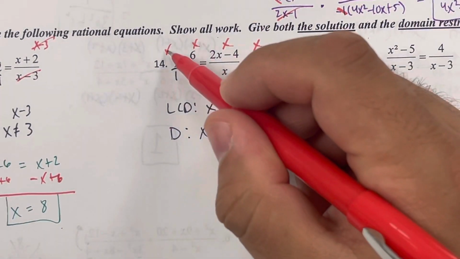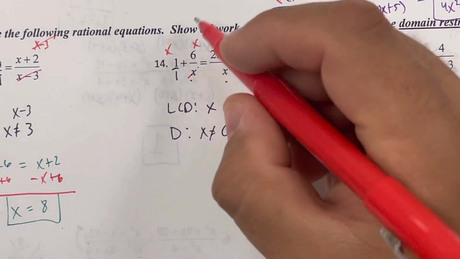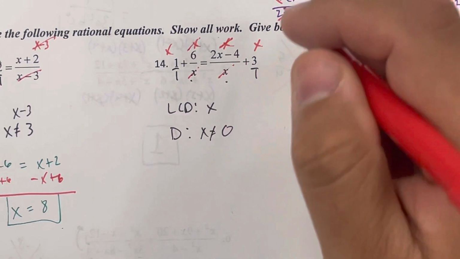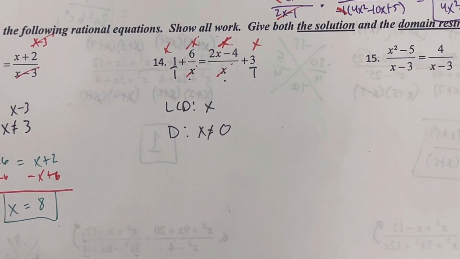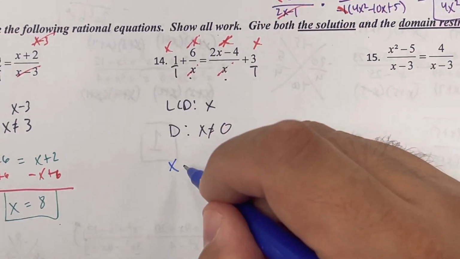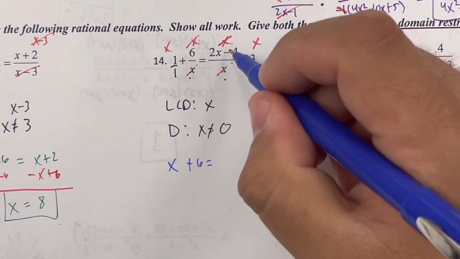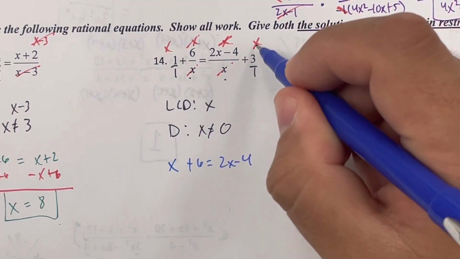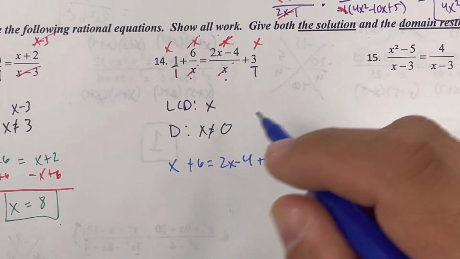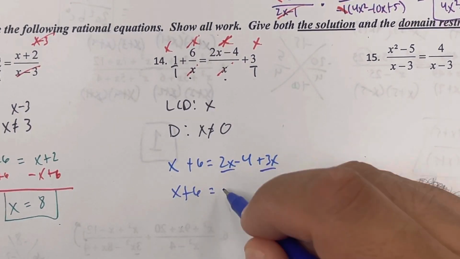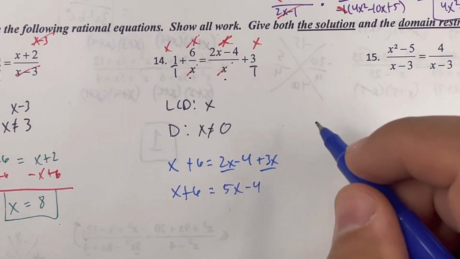So the first one, nothing cancels. The second one, the x's cancel. The third one, again, the x's cancel. And the fourth one, nothing cancels. So for this one here, 1 times x is x, just plus 6, equals 2x minus 4. And then we have 3 times x is 3x. So now we have x plus 6 equals 2x plus 3x is 5x minus 4.